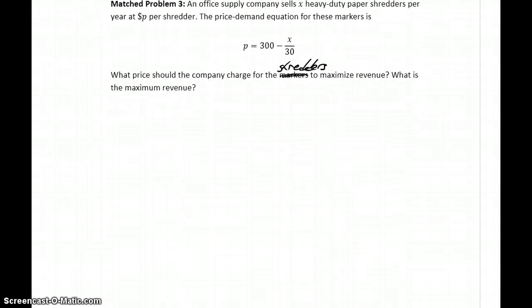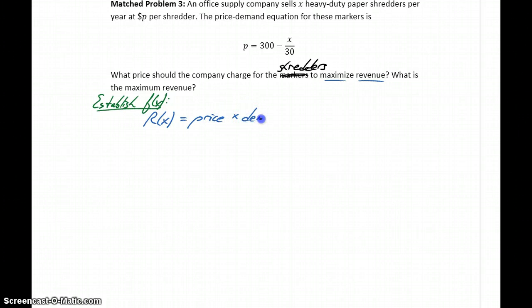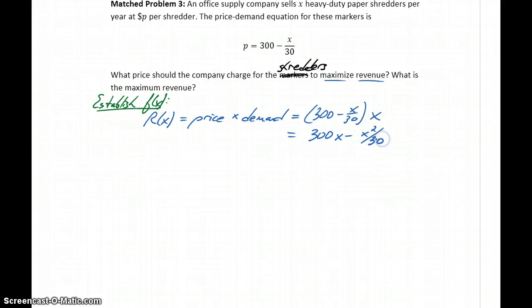So we are given this relationship between price and demand, but we're not given the function that we actually want to look at maximizing or minimizing. So the first thing we need to do is establish some function f of x, which is the function we're actually interested in considering. In this case, we're looking at maximizing revenue. So what we want is the revenue equation R of x, which is always equal to price times demand. In this case, our price is 300 minus x over 30, and demand is represented as x. So our revenue function is going to be 300x minus x squared over 30.